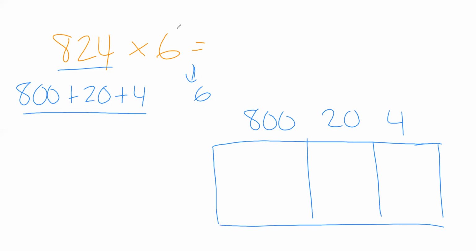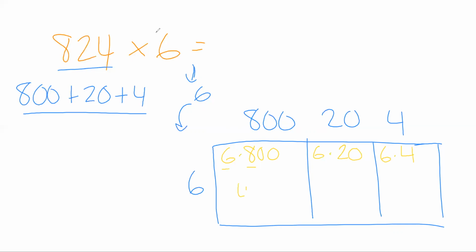Okay, and then I just have a row of 6. So now we're going to use that base 10 multiplication. That's why this is so great. I'm going to take my row of 6 and multiply it by this column of 800. I'm going to take this row of 6 and multiply it by the column of 20, and the row of 6 and multiply it by the column of 4.